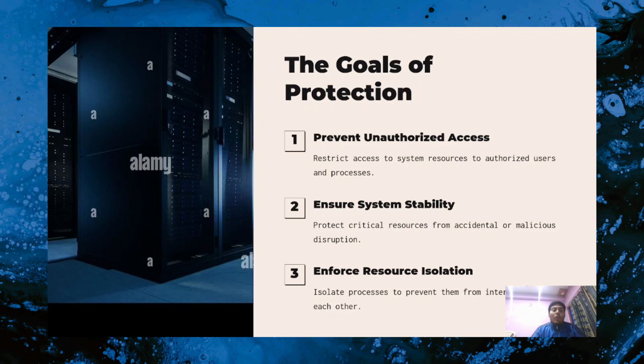The main aim of protection is to regulate access to resources. To achieve this, the operating system focuses on several key goals, such as preventing unauthorized access, ensuring system stability, and enforcing resource isolation. Preventing unauthorized access refers to people who don't have the rights to view or access the resources. They should be restricted and shouldn't be able to use the resource.